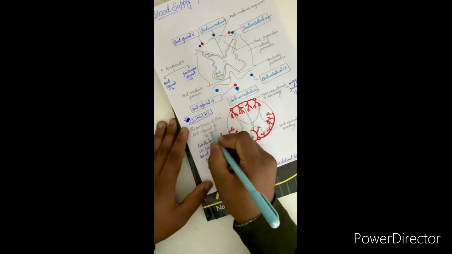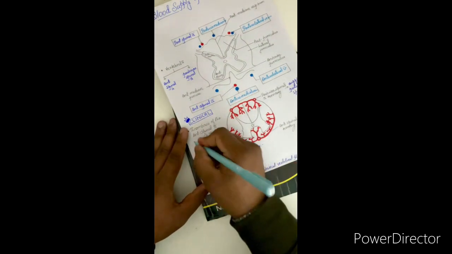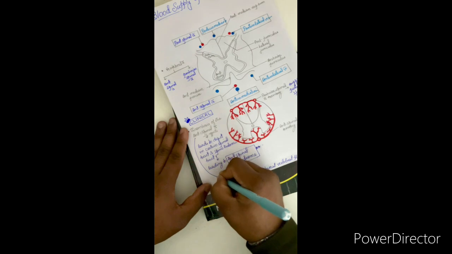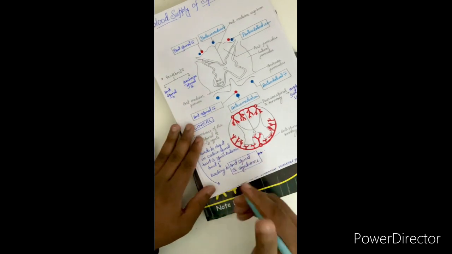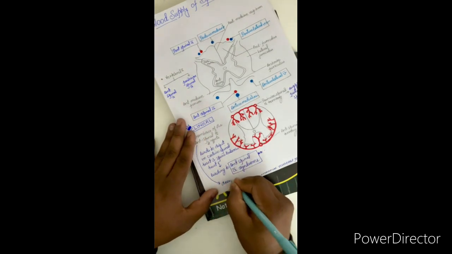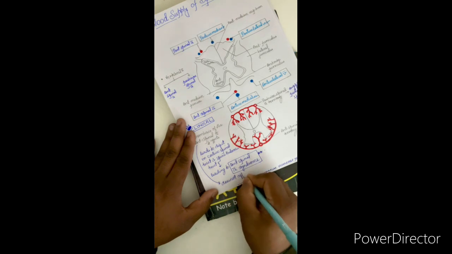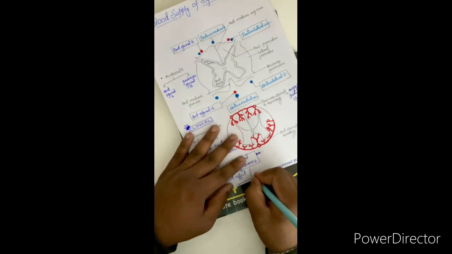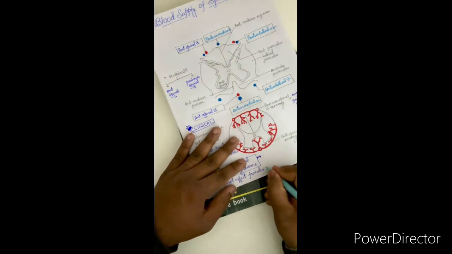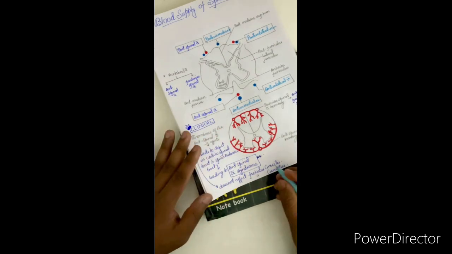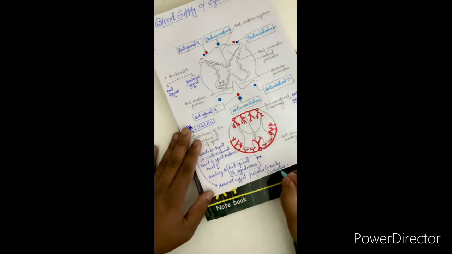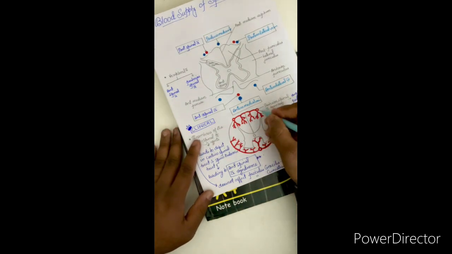Thrombosis in the anterior spinal artery does not affect the fasciculus gracilis or fasciculus cuneatus, because the fasciculus gracilis and fasciculus cuneatus are present in the dorsal column of the spinal cord.